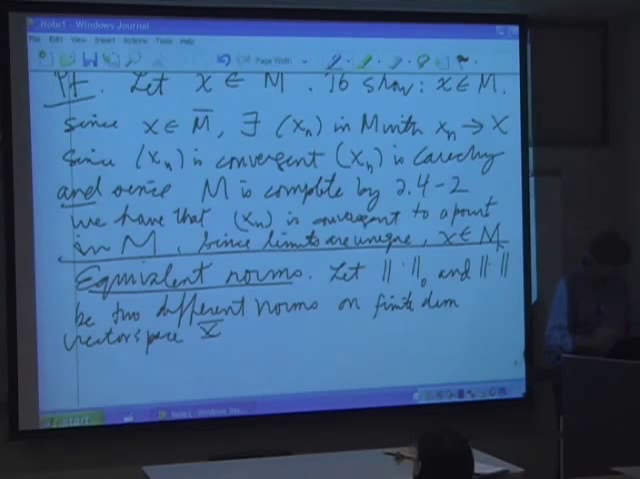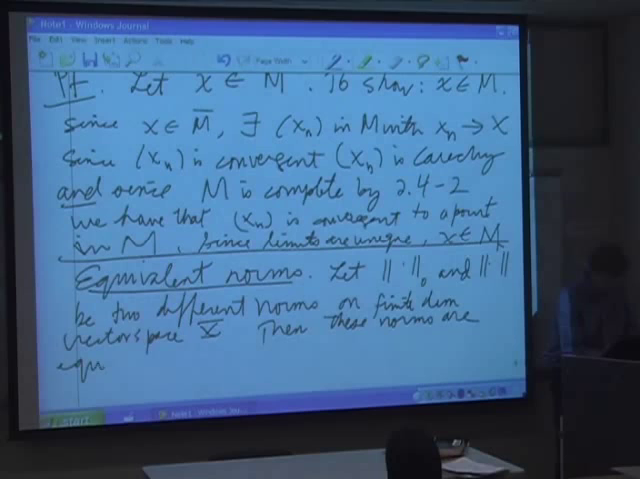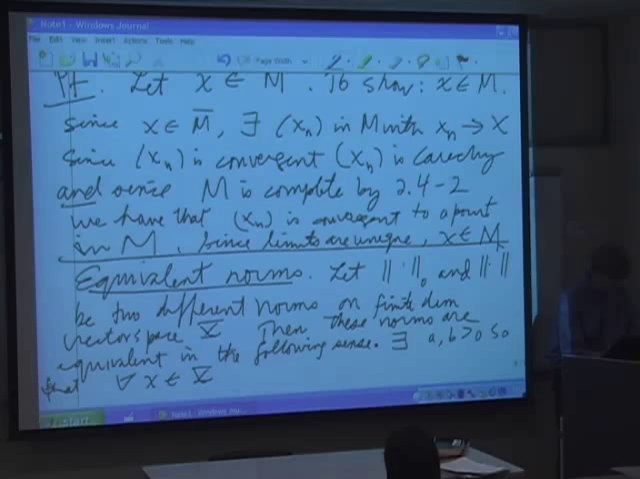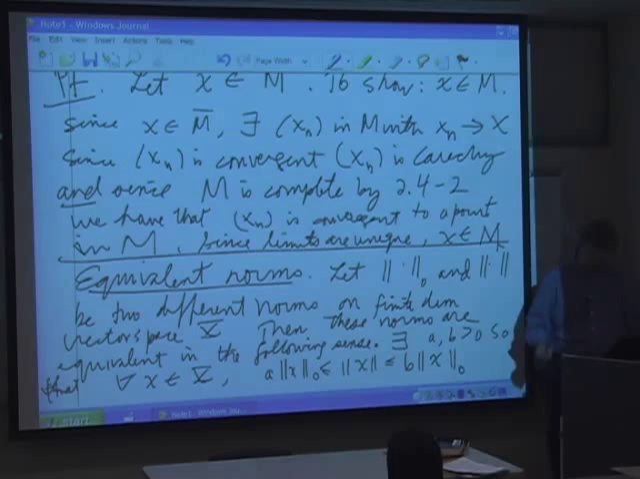Then these norms are equivalent in the following sense. There exist positive constants A and B, so that for every vector X in your vector space, there holds that A times the zero norm of X is less than or equal to the norm of X, is less than or equal to B times the zero norm of X. So the norms are within constant multiples of one another.